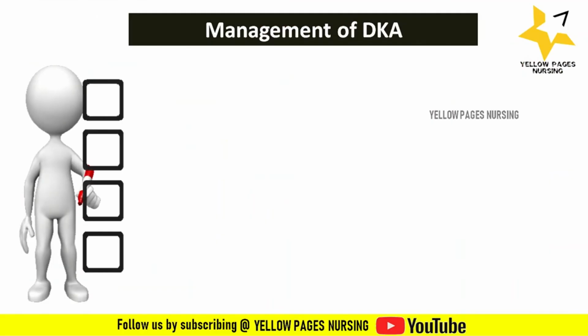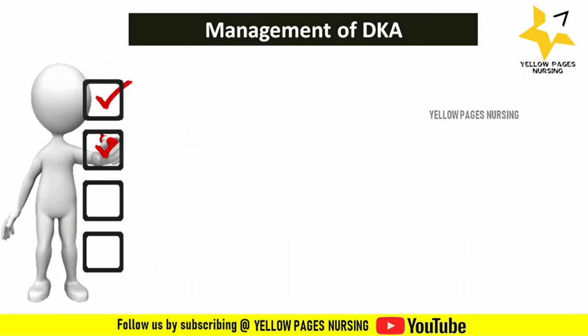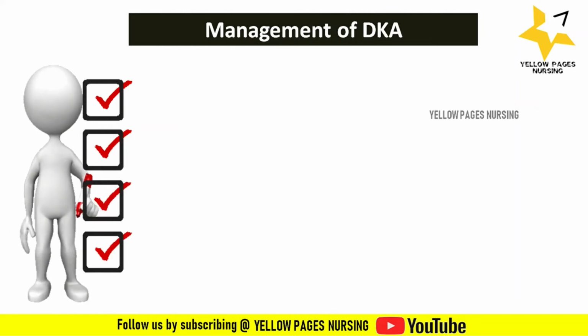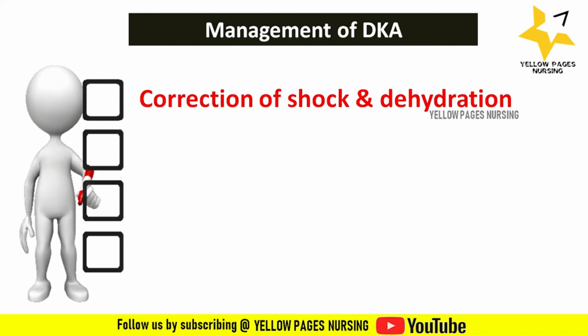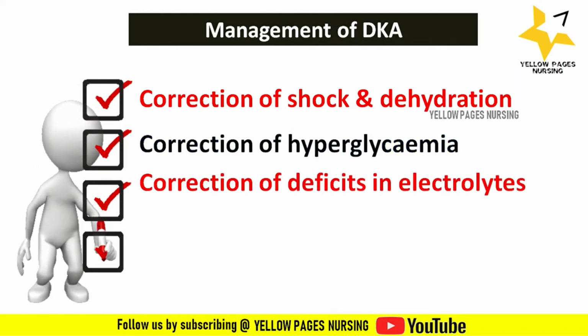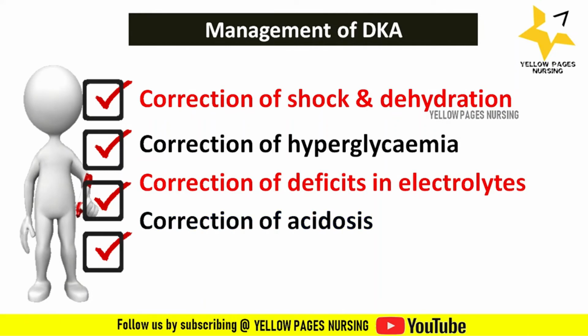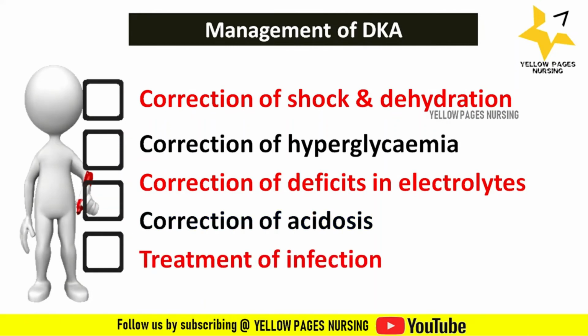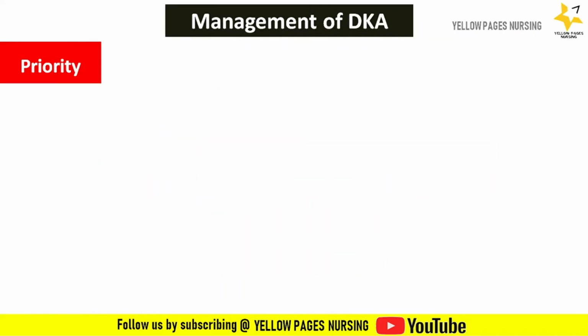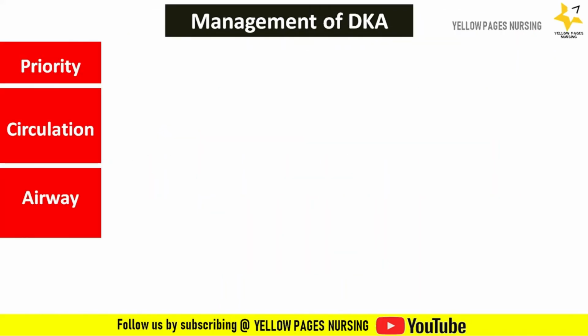Next, let's look into management of diabetic ketoacidosis. The important things to be done here are correction of shock and dehydration, correction of hyperglycemia, correction of deficits in electrolytes, correction of acidosis, and treatment of infection. The priorities in the management are circulation, airway, and breathing.